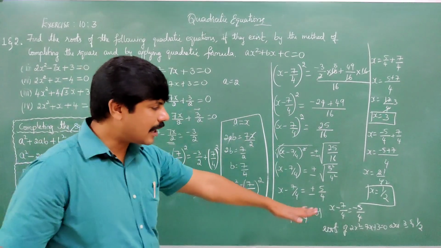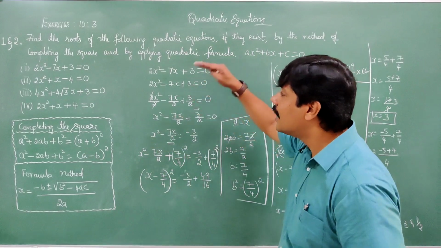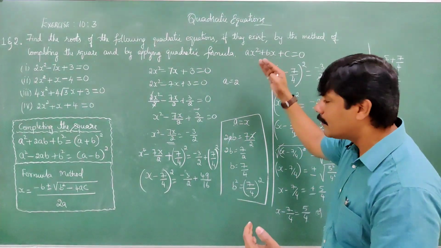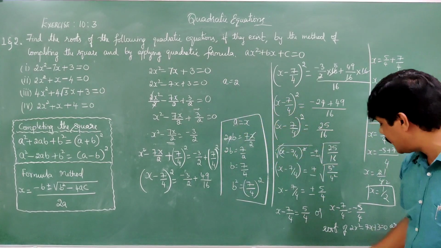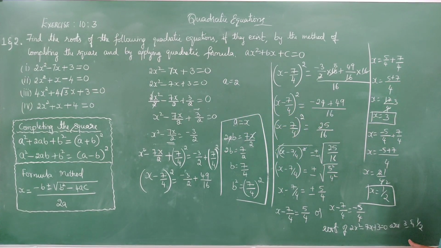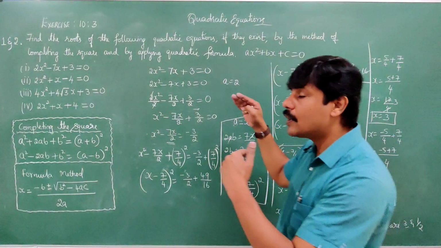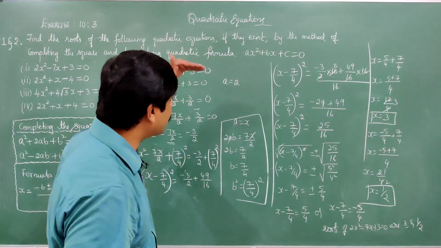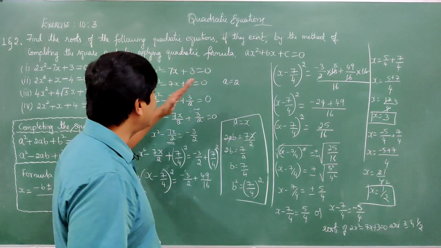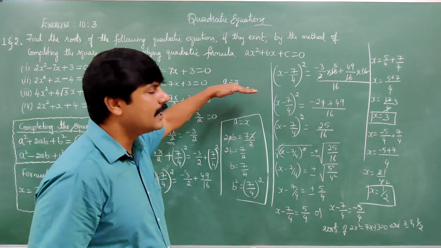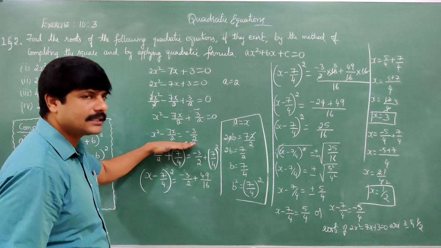You understood? So how did we get them? By the method of completing the square, we have got the roots of this particular equation, that is 3 and 1 by 2. Understand properly? So what are the things you have to follow? First you have to find what A is and divide throughout the equation by that A, so that you will get this.